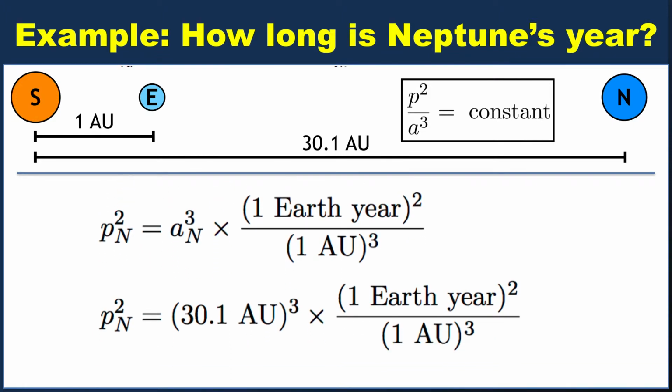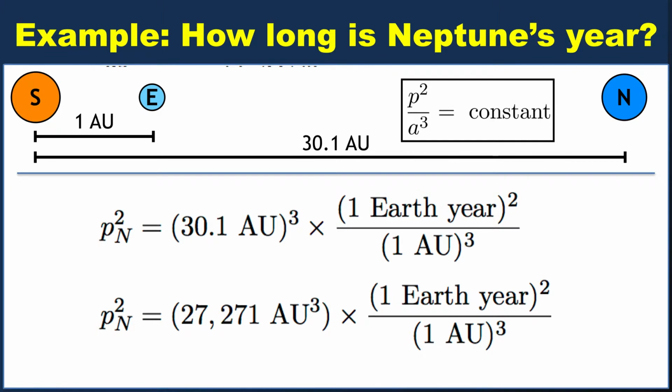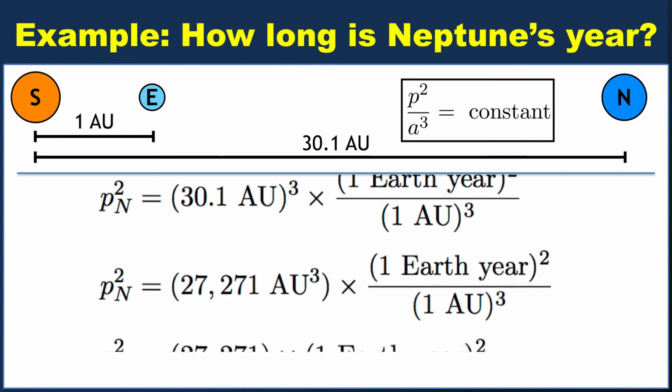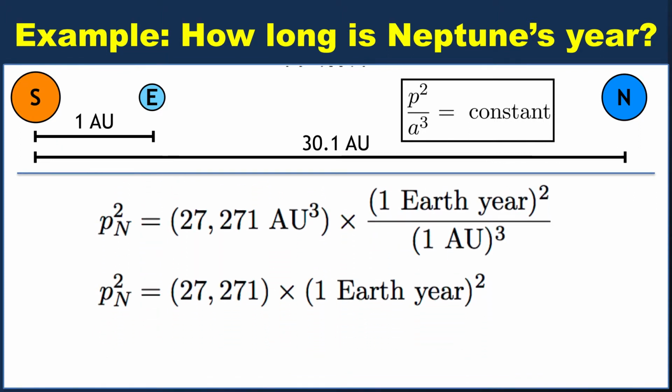Now you have to cube the entire thing there, so this term here becomes this, and the nice thing is we can just enter that into a calculator, right? So you enter 30.1 cubed into your calculator, and it comes out 27,271. You also have to cube the unit, so it's now AU cubed. Well, the nice thing is we have AU cubed both in the numerator and in the denominator, so those are going to cancel. Namely, this term will cancel with that term, leaving us now Pn squared equals 27,271 times 1 Earth year squared. Now the answer is not 27,000 years.